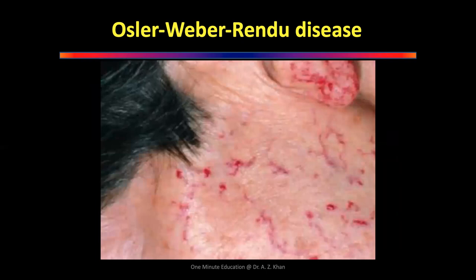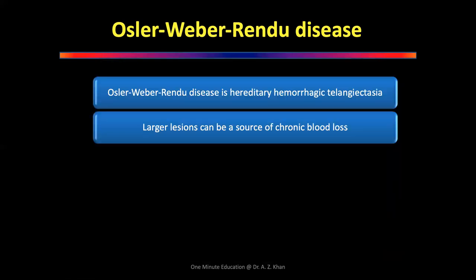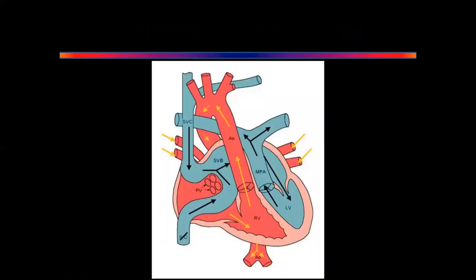And it comes in MCQs. Osler-Weber-Rendu is frequently mentioned in MCQs with a history of pulmonary AV malformations. It is associated with pulmonary AV malformations. Okay? So you need to know this one.